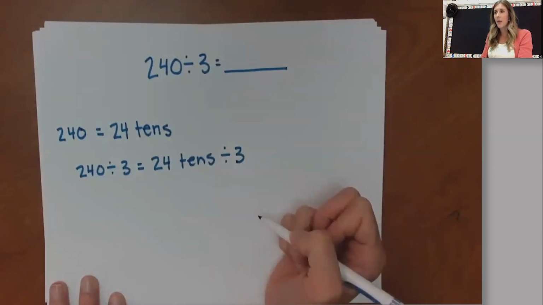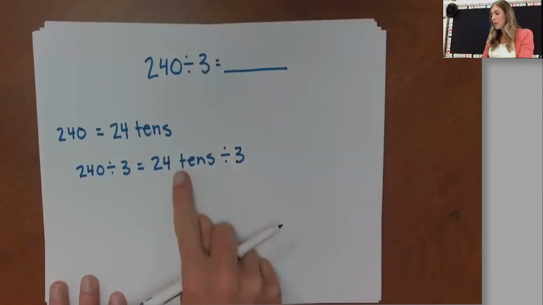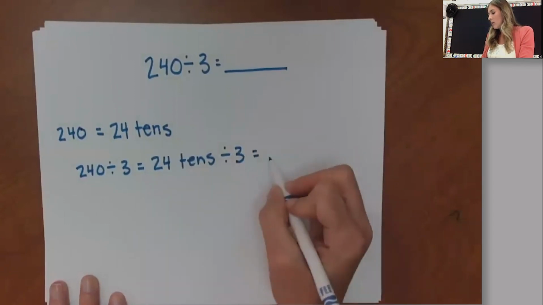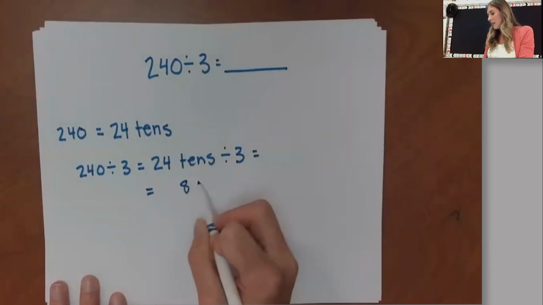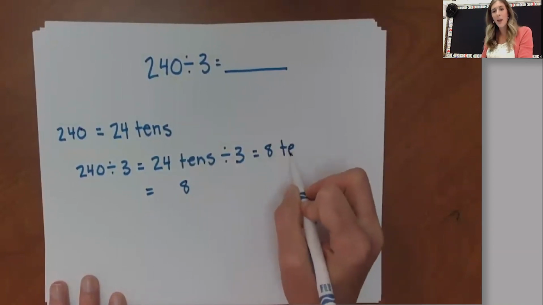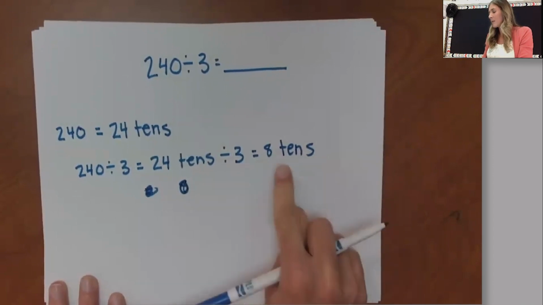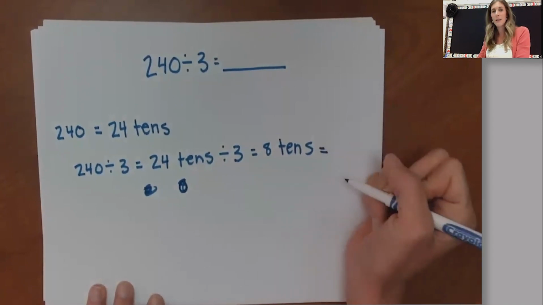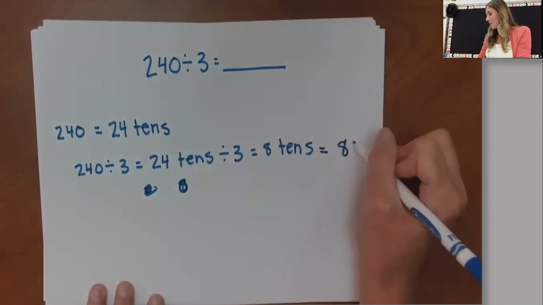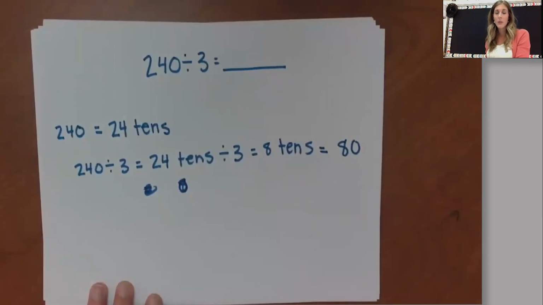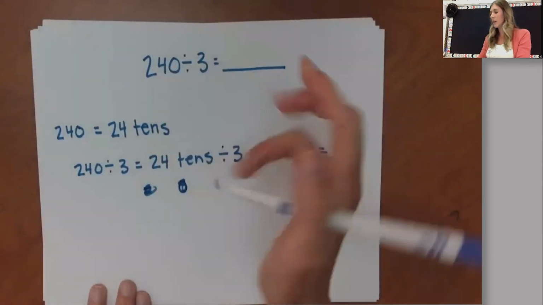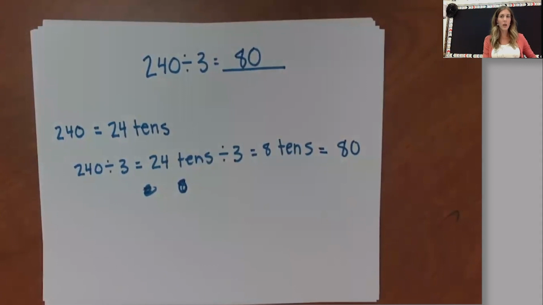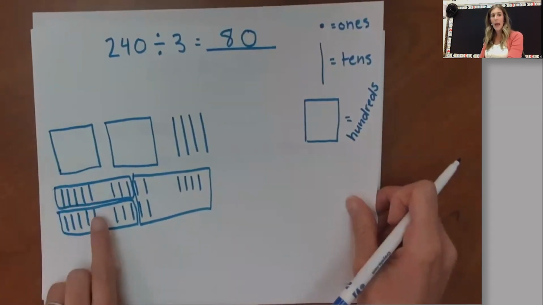Since 24 divided by 3 is 8, then 24 tens divided by 3 is equal to 8 tens. And we know that 8 tens is the same as 80. Very good. Just like we saw in our last problem when we drew the base 10 blocks, we know that 240 divided by 3 is 80, or 8 tens. Thinking back to our picture, that's what we had in each group, 8 tens.